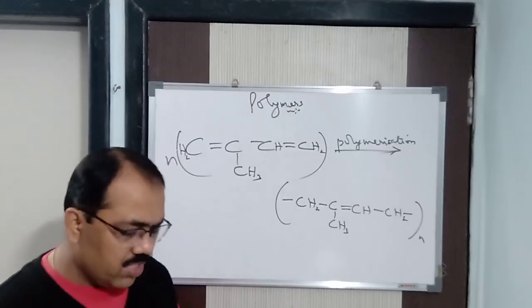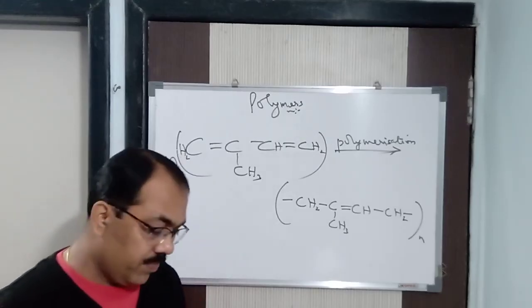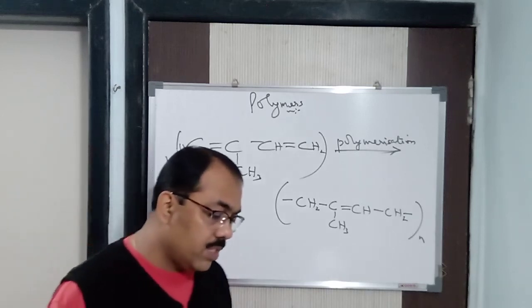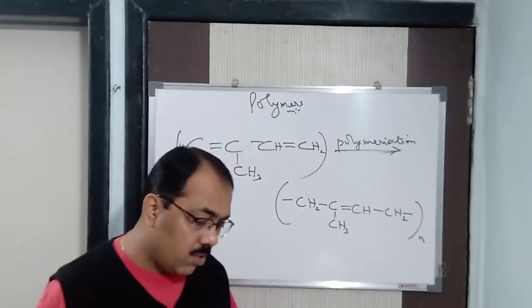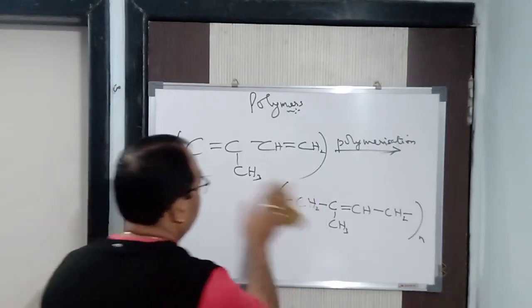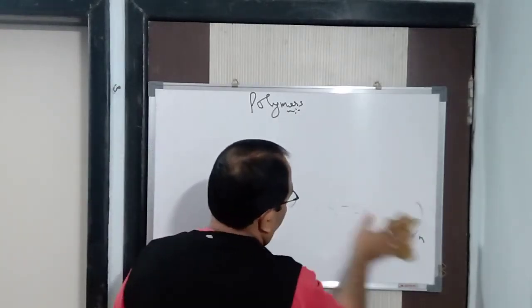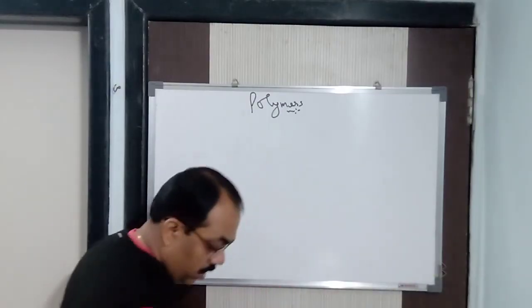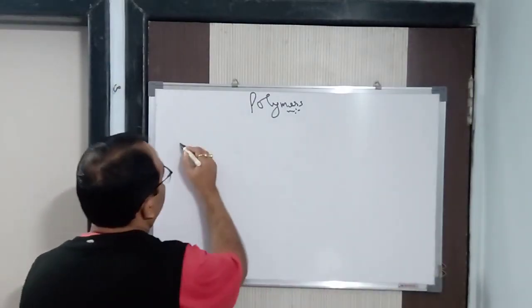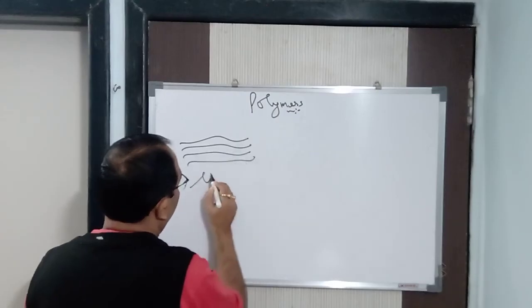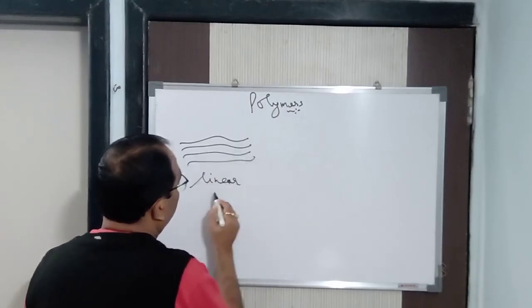Now we'll see the classification of polymers on the basis of structure. There are three types of polymers there: linear polymers, branch chain polymers and cross-linked polymers. Alright, linear, branch chain and cross-linked. So first we'll come to the linear polymers. This one is a linear polymer, just as I was saying.